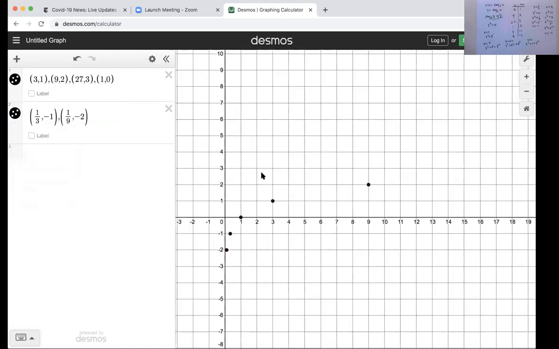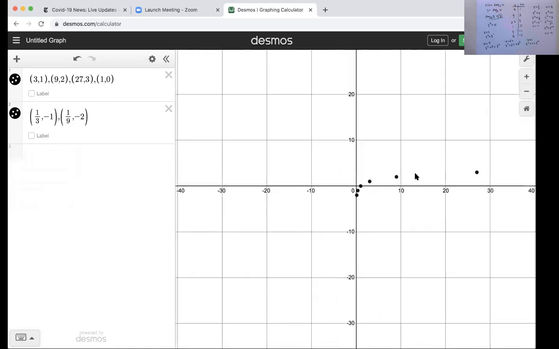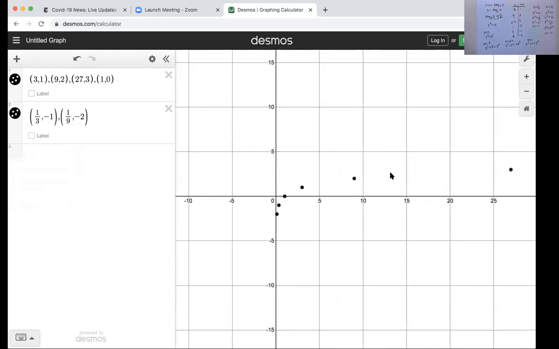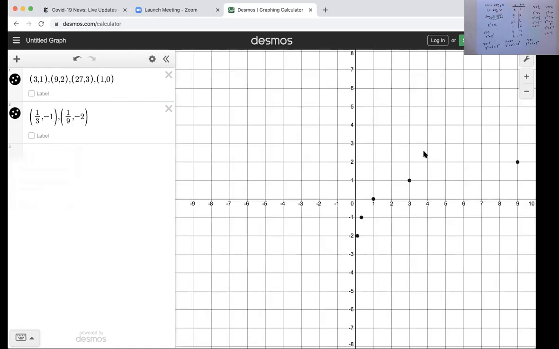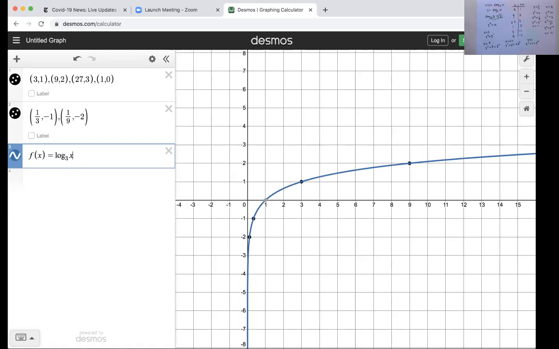So there we go. If we're going to draw a graph, it's going to asymptote this way and then grow very slowly that way. Right? We see the idea. So I can actually go ahead and connect them. Graphing f of x equals log base 3 of x. And there's our graph.